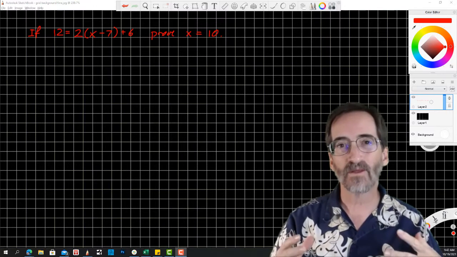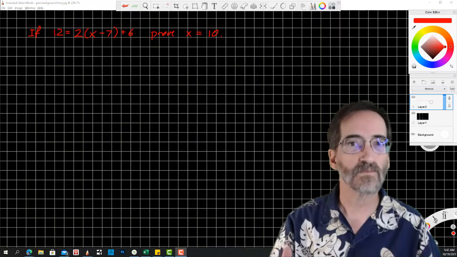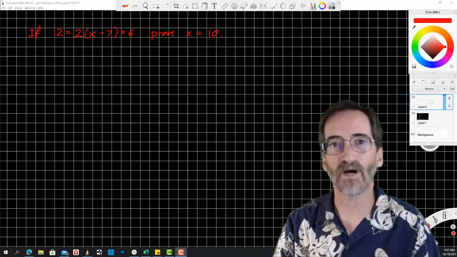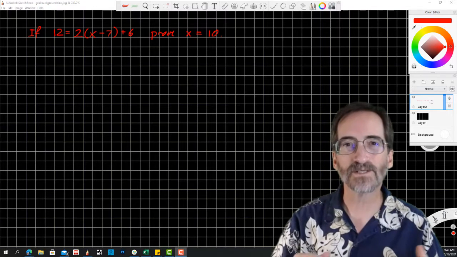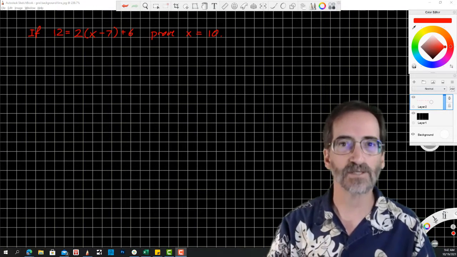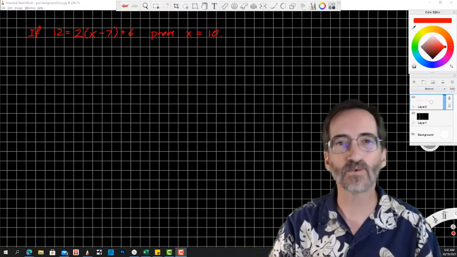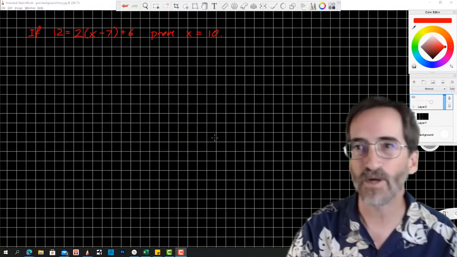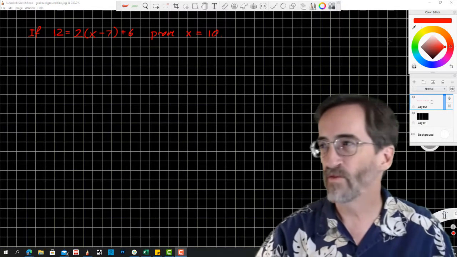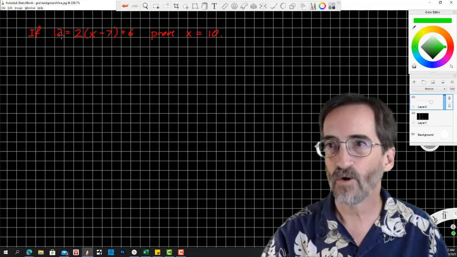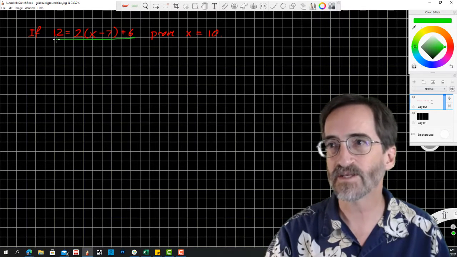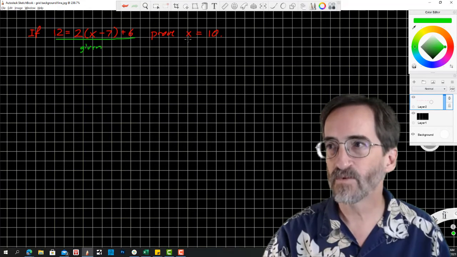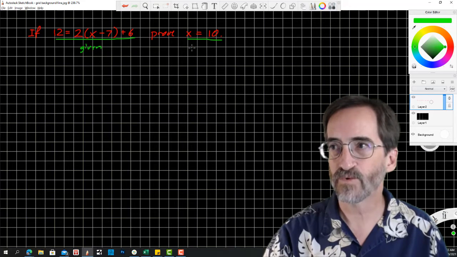Okay. The third principle of proof is that every statement must be justified with a reason. And we don't just say, I added 5 to both sides. We don't just say what we did. We cite the rule that allows us to do what we did. So let me demonstrate. So 12 equals 2 times x minus 7 plus 6 is known as the given. And x equals 10 is known as what we're trying to prove.